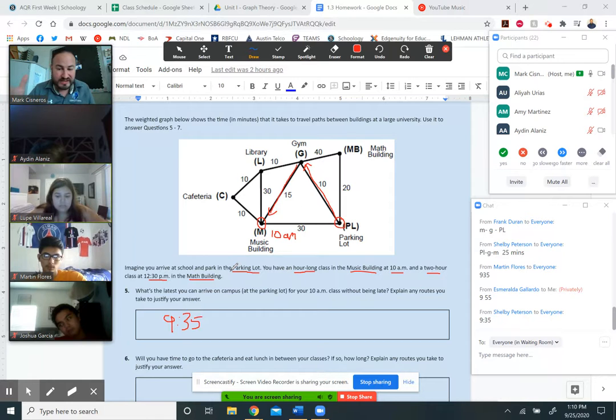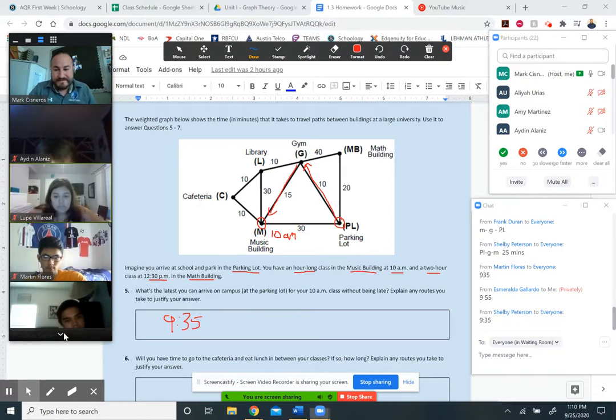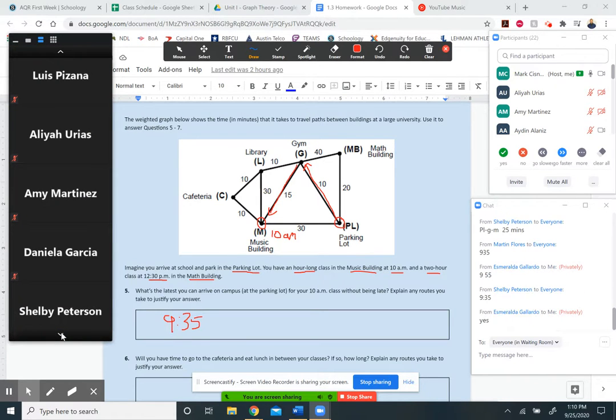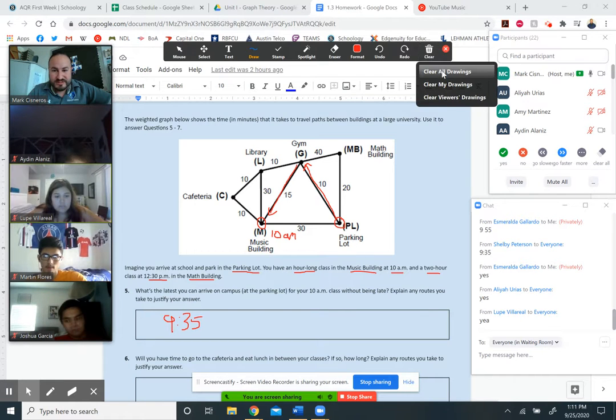All right, let's talk about the next question. Okay, so let's talk about number six. Number six says, will you have time to go to the cafeteria and eat lunch in between your classes? If so, how long? All right, so there's several things that we need to know here. First of all, what time do we get out of our music class? What time are we going to get out of that? Josh is right, 11 a.m. Okay, it's going to be at 11 o'clock.